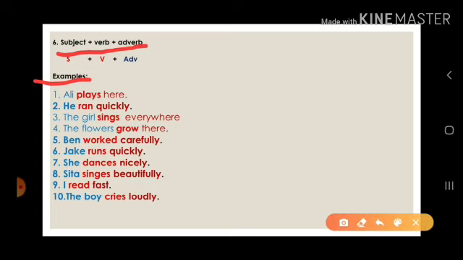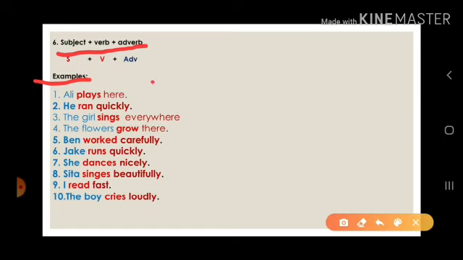Ali plays here. He ran quickly. The girl sings everywhere. The flowers grow there. Ben walked carefully. Jack runs quickly. She dances nicely. Sita sings beautifully. I read fast. The boy cries loudly.